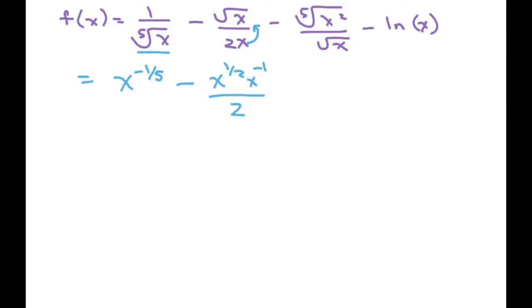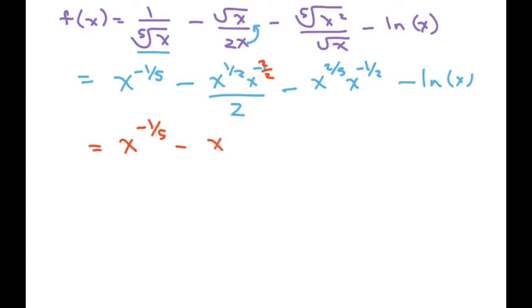And the third piece is the kind of tricky one. This is going to be x to the 2/5 times x to the negative 1/2. Alright, and then we have minus ln of x. I'm going to rewrite this one more time. Make sure I did it right. So x to the negative 1/5 minus, this is going to be minus 1 is actually minus 2 over 2. So this is just going to be x to the negative 1/2 over 2.